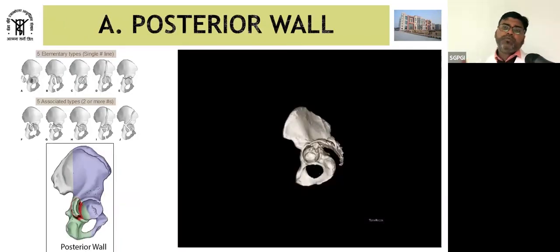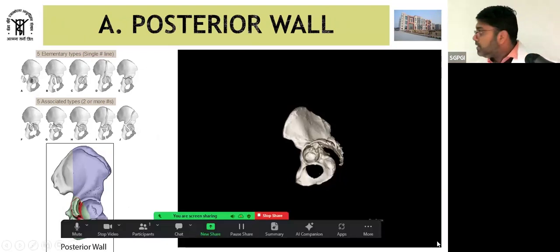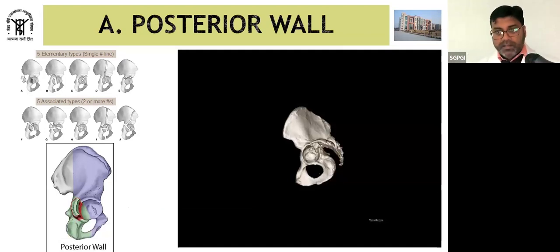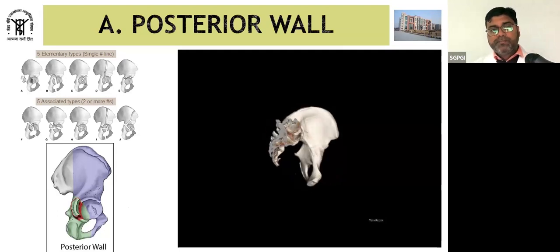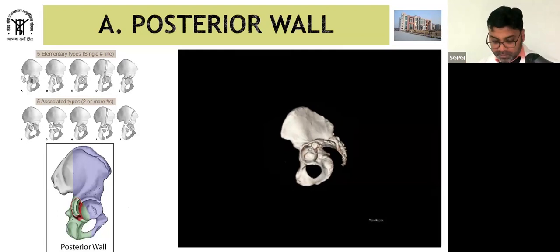So I will be just showing you a video of each of these fractures, the 3D CT scan video of each of these fractures, so that you are able to understand what this fracture looks like. So if you can see, the green part on the right is the posterior column and the blue part is the anterior column. So as you can see, the posterior rim of the acetabulum is only lost. The whole rest of the ilium bone is still intact. So this is the posterior wall.